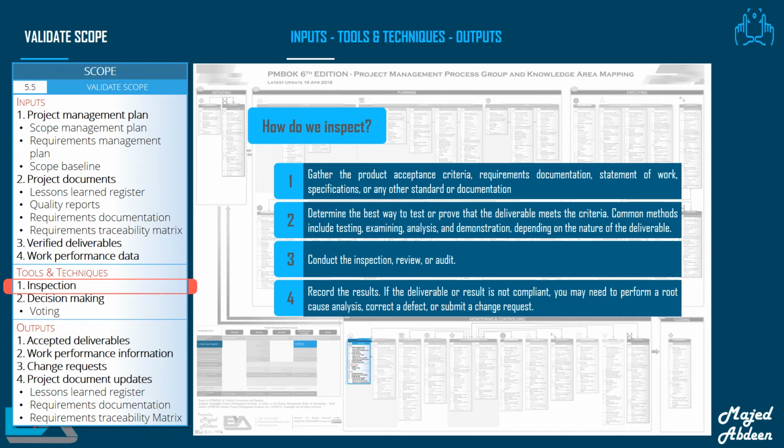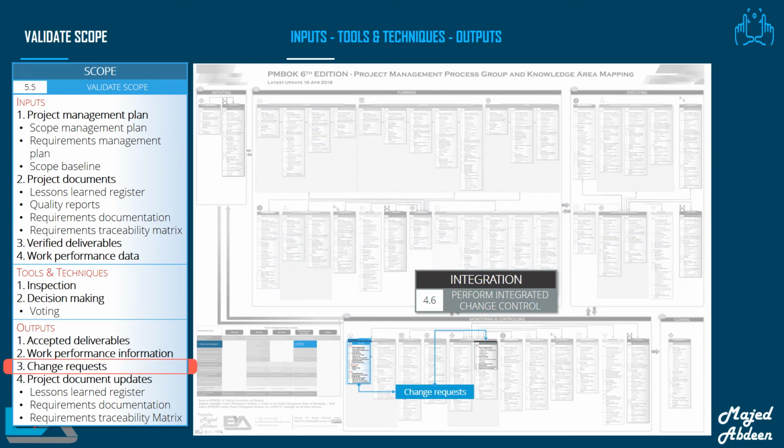Then we conduct the inspection, review, or audit. And finally, we record the results. If the deliverable or result is not compliant or suitable, we might need to perform a root cause analysis, correct a defect, or submit a change request. Remember that issuing a change request is a result of all the processes in the monitoring and controlling process group, and the issued change request will be an input to the perform integrated change control process. However, we'll talk more about changes to the scope in the next process, control scope.